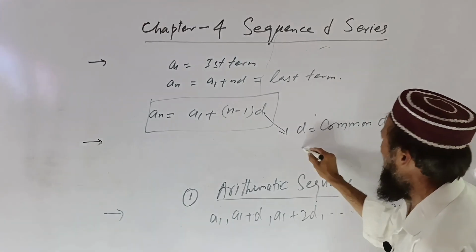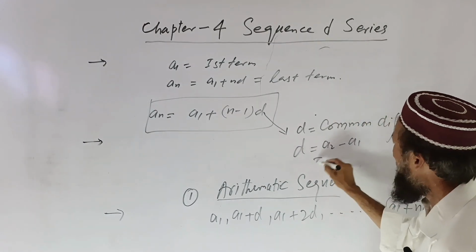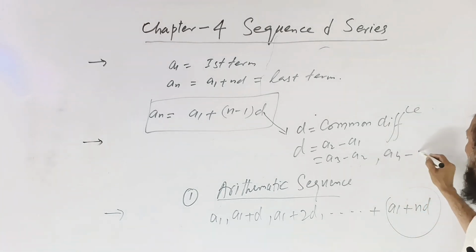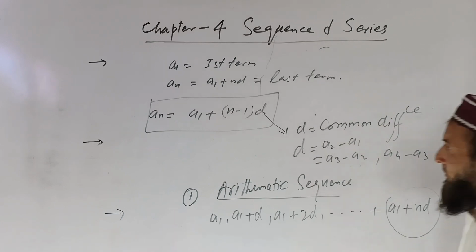Common difference, how do we calculate it? Second value minus first value, third value minus second value, and fourth value minus third value. Continue this process and so on.